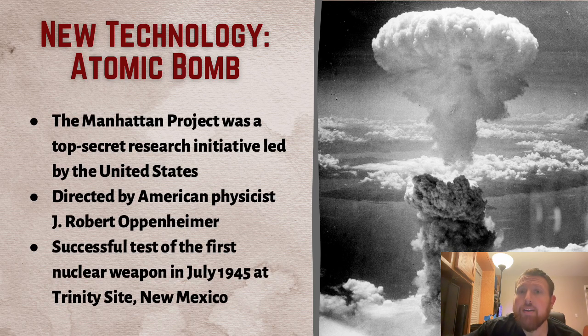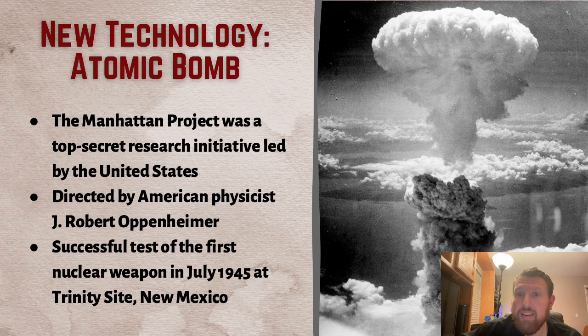All right, the development of the atomic bombs that were dropped on Hiroshima and Nagasaki was the result of the Manhattan Project. This was a top secret research initiative led by the U.S. with the support of the UK and Canada. It was initiated in 1942 and directed by American physicist J. Robert Oppenheimer.